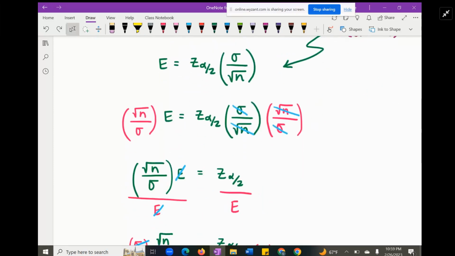So we're going to go through that. And what I'm going to show you real quick here is how you can go from the margin of error formula to the setup in the formula in order to actually solve for the sample size n.